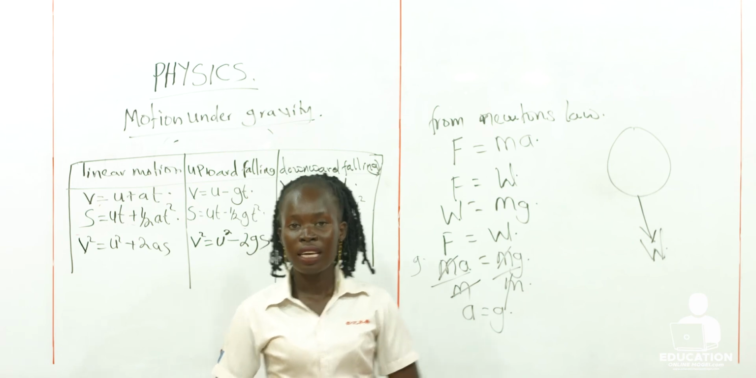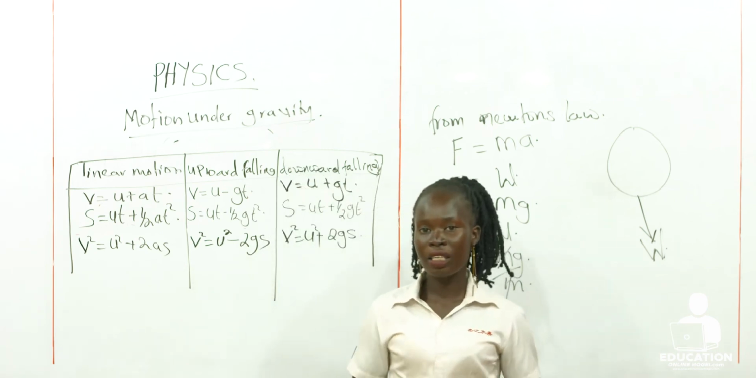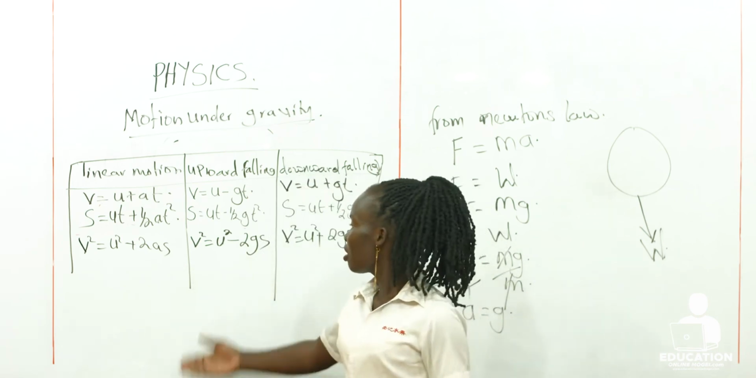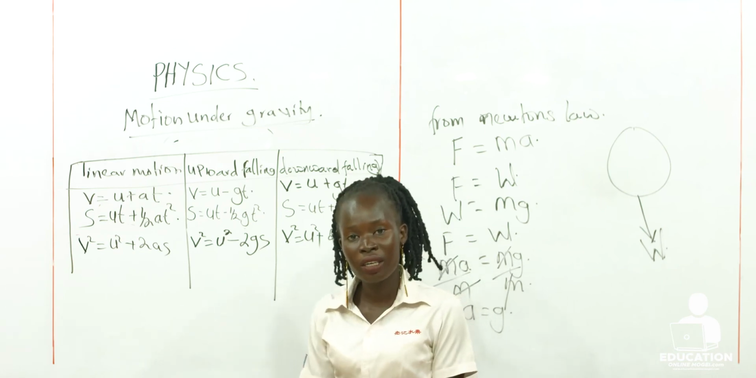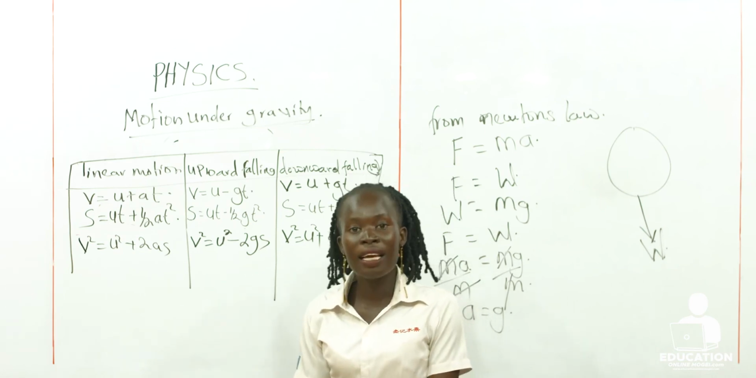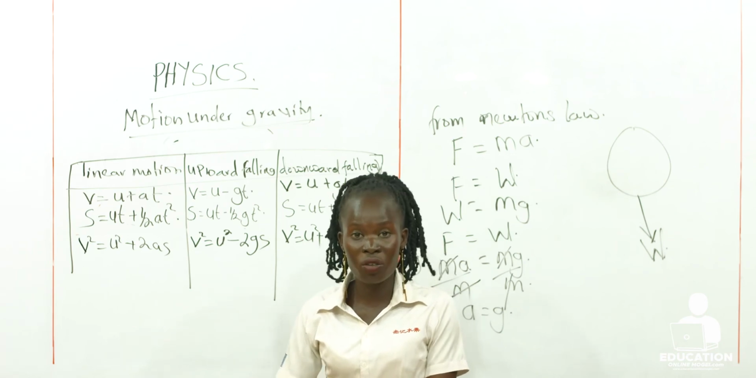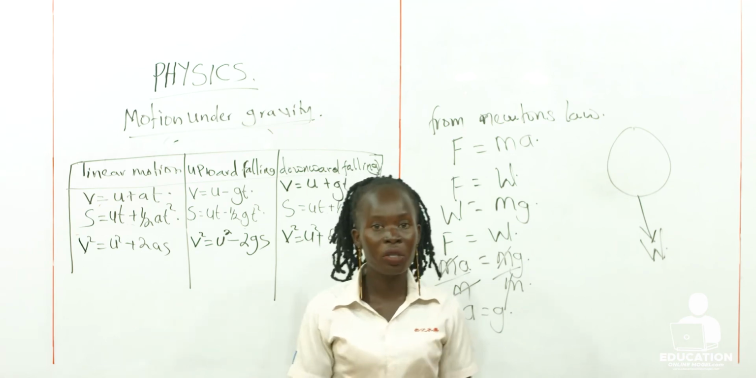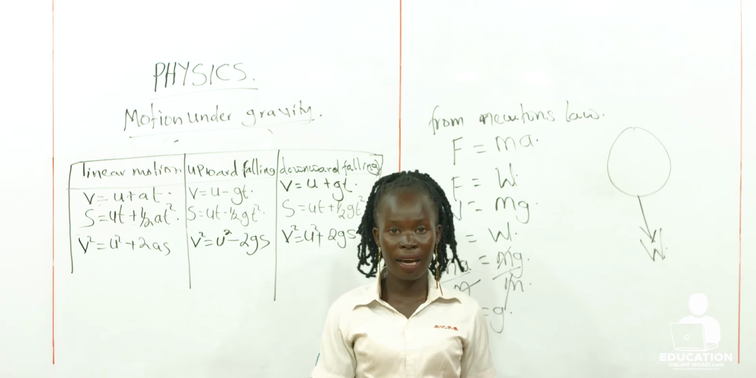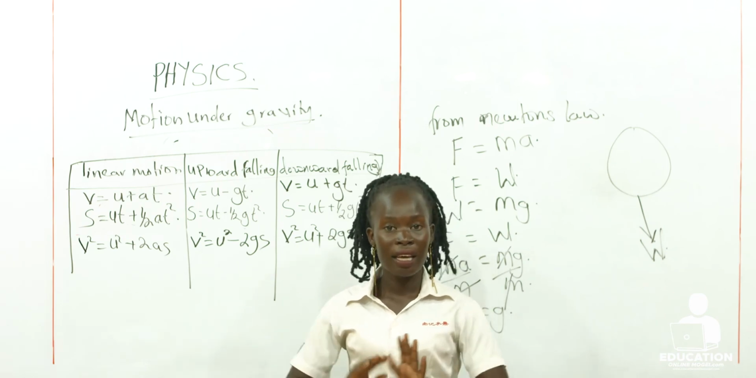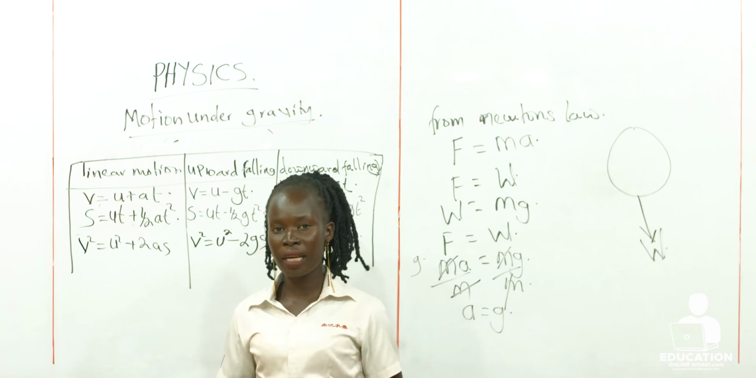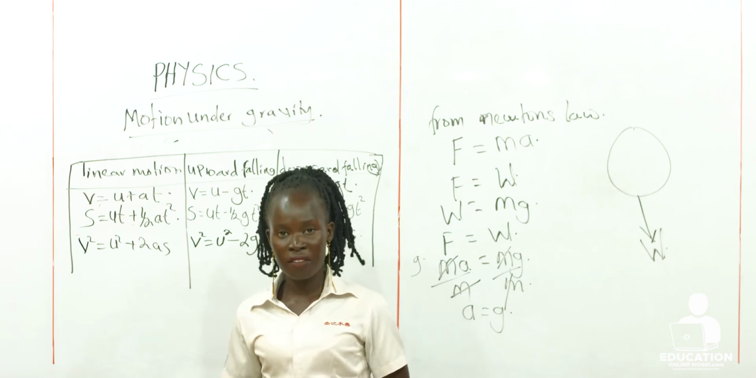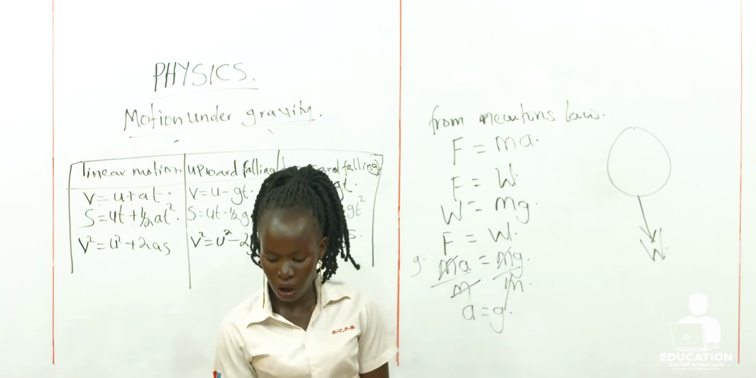So if those two are negligible, that means it is only acceleration due to gravity acting on that body. But there is a point where the two are not negligible. That one we shall see in another case. Here we are taking the two to be negligible, and it is only and only acceleration due to gravity acting on our body.